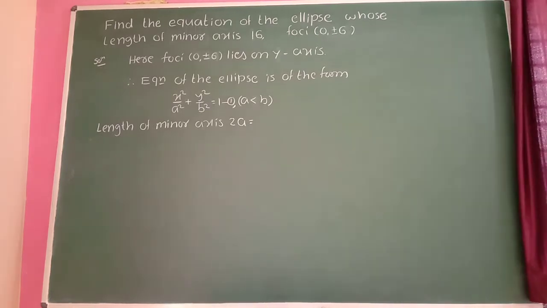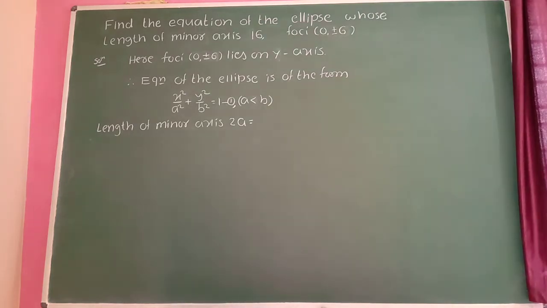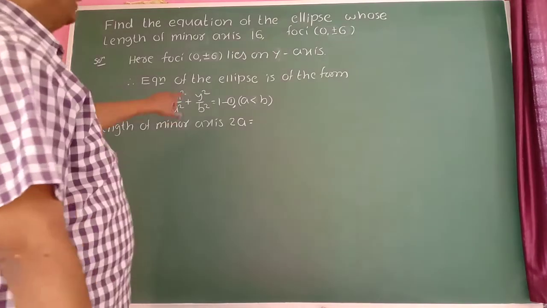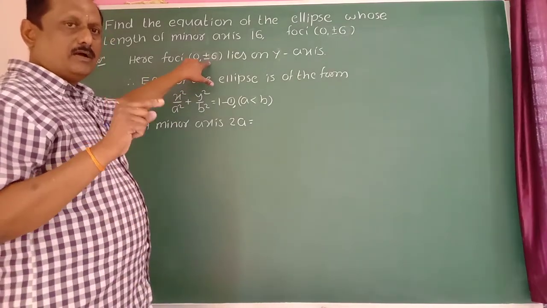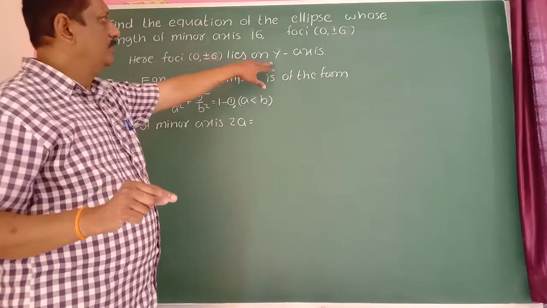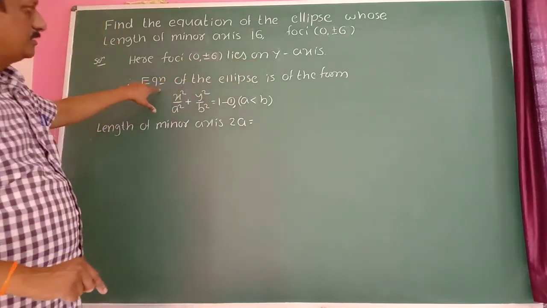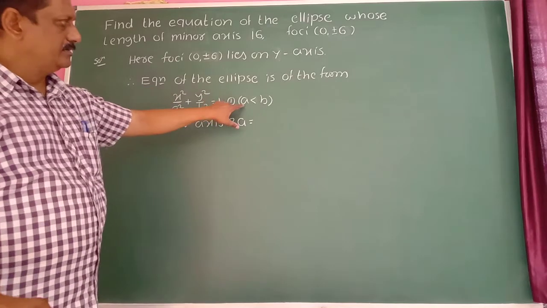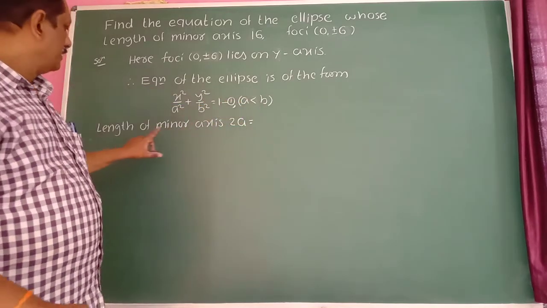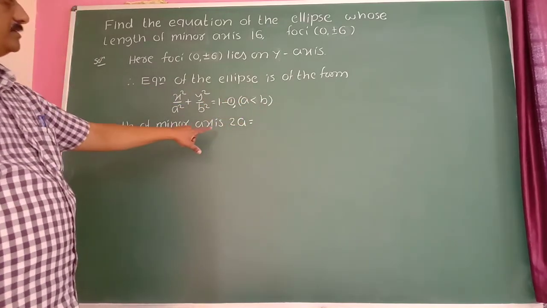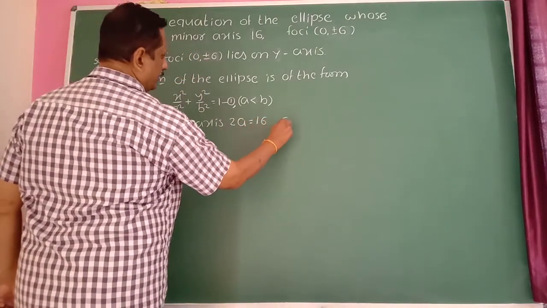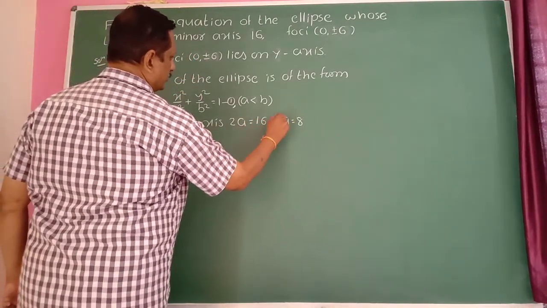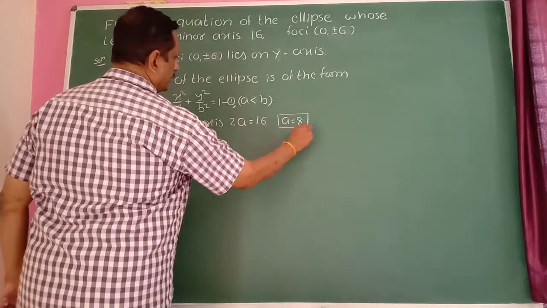So here length of the minor axis is 16 here. Foci 0 plus or minus 6 here. So here foci 0 plus or minus 6 means point lies on y-axis here. Therefore, lies on y-axis. Equation of the ellipse is in this form where a is less than b. Then the length of the minor axis is 2a is equal to 16. Therefore, a is equal to 8 here. The value of a is 8.